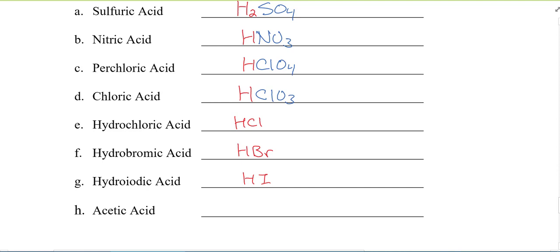Acetic, no hydro, comes from a polyatomic ion. 8, acetate, C2H3O2 minus 1. So that means there's 1 H plus. So that's the names, formulas for acids. And just again, it goes back to the naming system with the words.